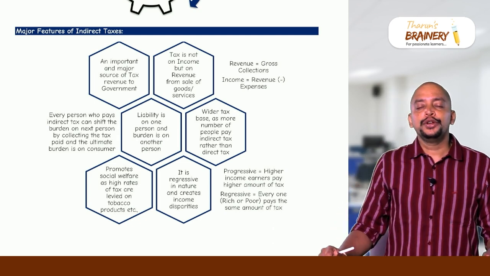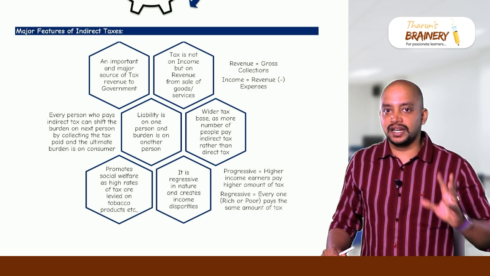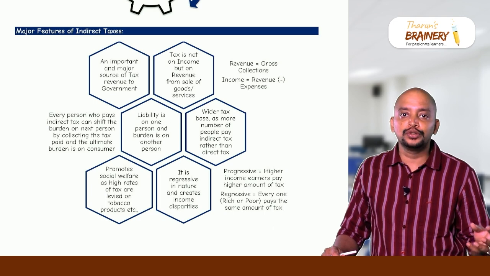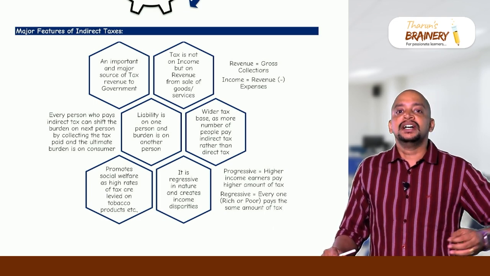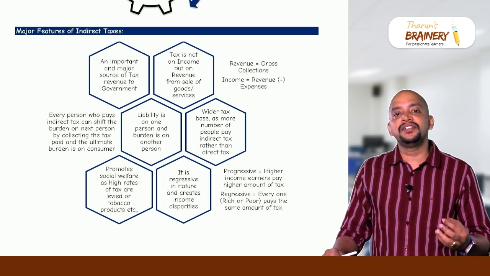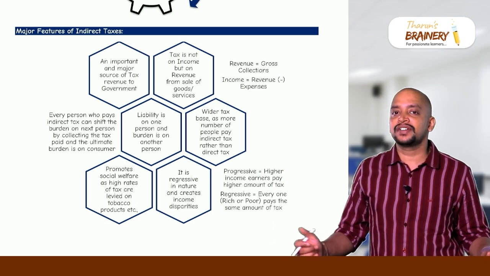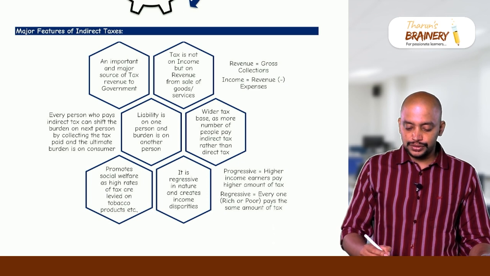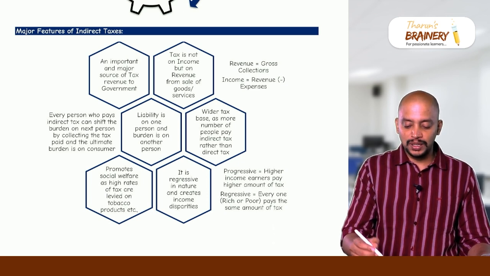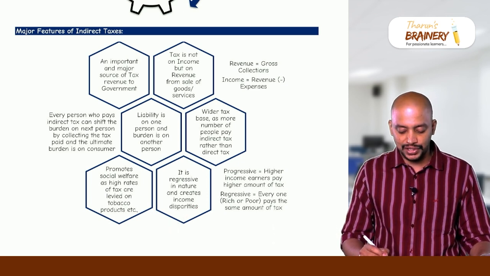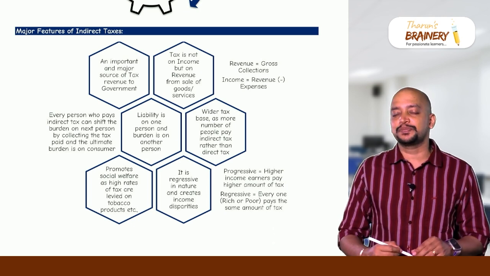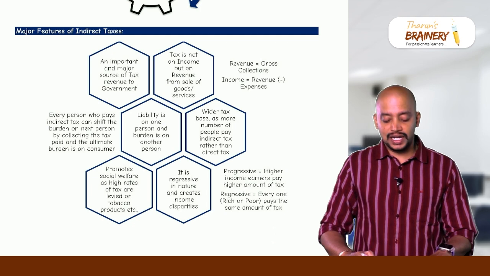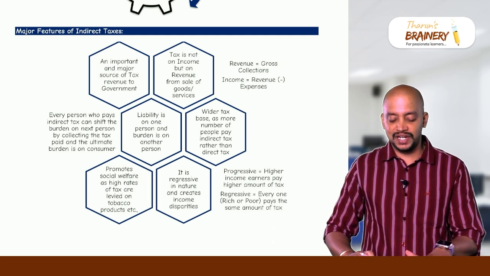For example, you are buying one biscuit packet, and you may be of any class, you may be rich or poor or middle class, but the amount of GST that will be levied will be the same. There is no difference in that. That is known as regressive in nature. Therefore, these indirect taxes are regressive in nature and create income disparities. Whereas direct tax is not like that, direct tax is progressive in nature.